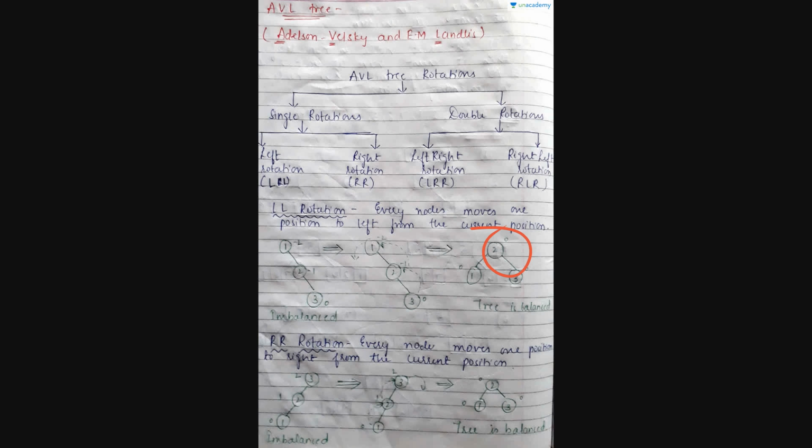Every node moves one position to right from the current position. That is 0, 1, 2 is the balancing factor of this, but this is +2, so it has to be balanced, as AVL tree always requires 0, 1 or -1 as its balancing factor. Please do remember this. AVL tree always has the balancing factor as 0, 1 or -1. So here it is 2, so it has to be rotated from right side. And this middle term becomes the main root, and then these are the subroots.